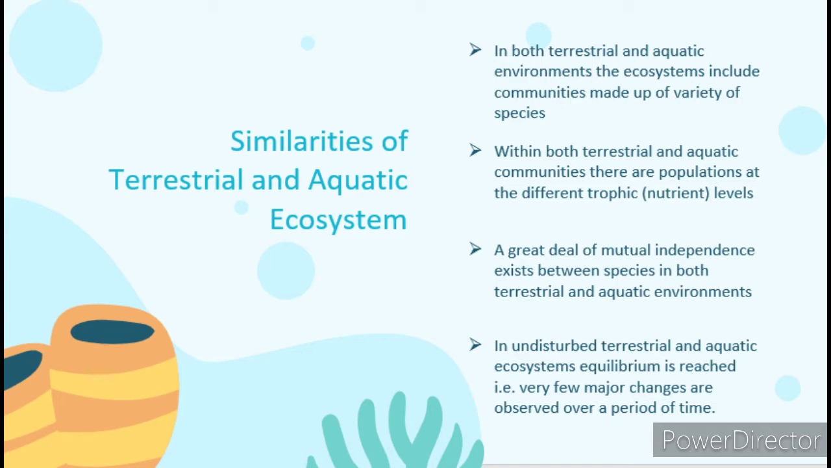Number 1, in both terrestrial and aquatic environments, the ecosystems include community made up of variety of species.